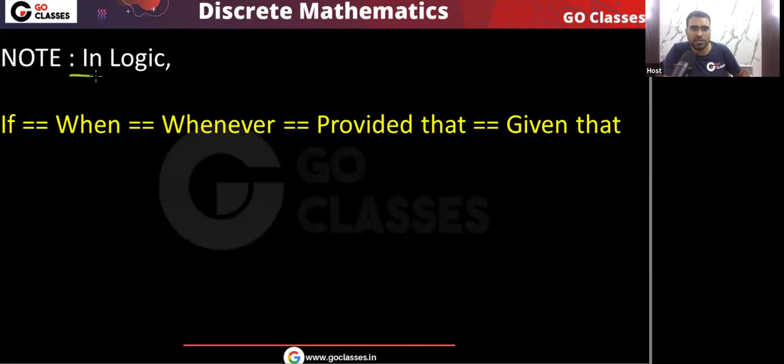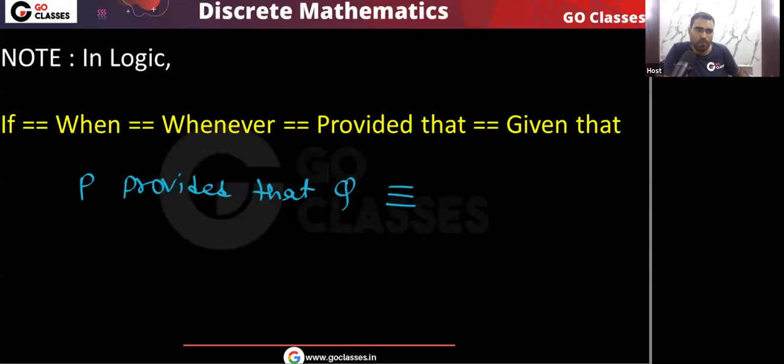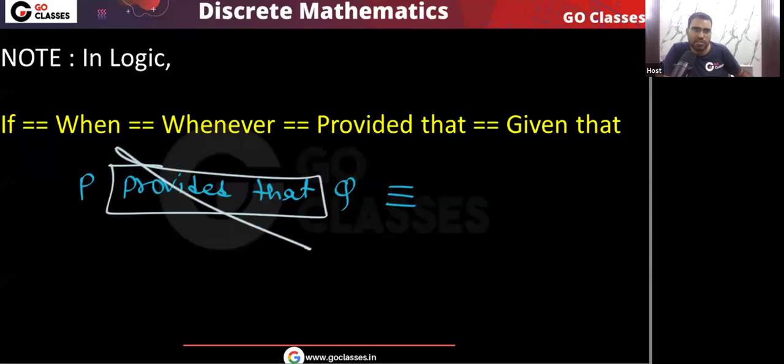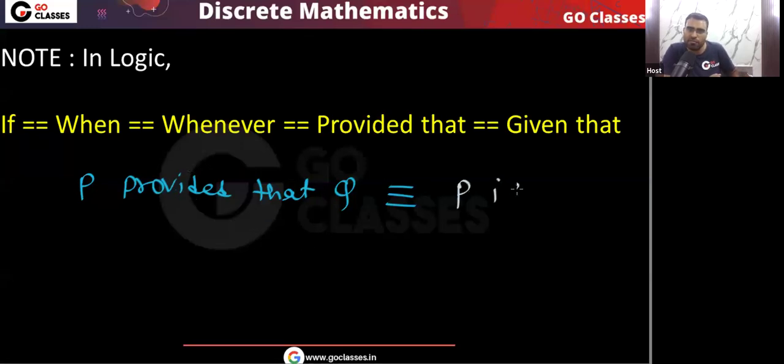Okay. In logic, all these words are the same. So if, when, whenever, provided that, given that, all these words are the same. So when you see one of these words, just remove it and write if. For example, if I give you this statement, P provided that Q, this is the same as what? Just remove it and write if.